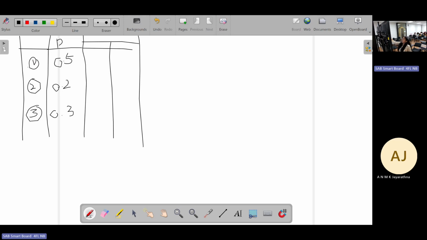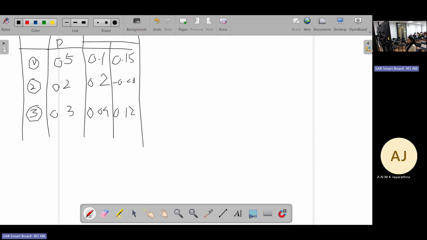0.1, 0.2, and the other one 0.09. Is this correct? So then the other one 0.15, 0.08, and then 0.13.